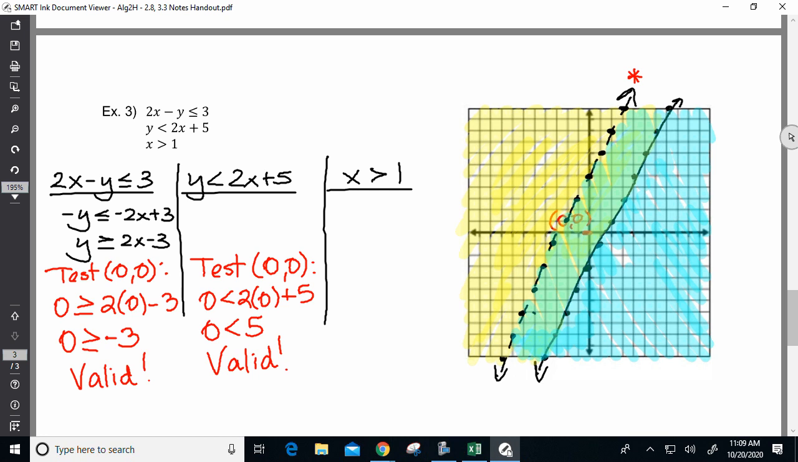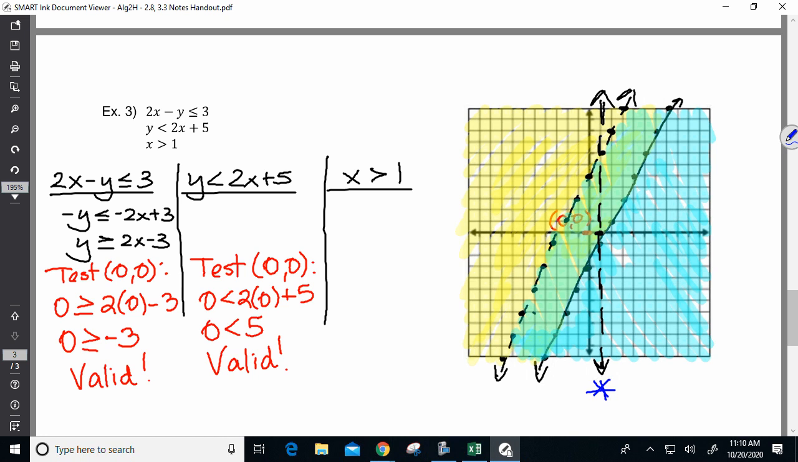Alright, so for the third one, x is greater than 1, so this is going to be a vertical line. Go to 1, put a vertical line. It's going to be a vertical dotted line. So I just put a blue star by where that vertical dotted line is.